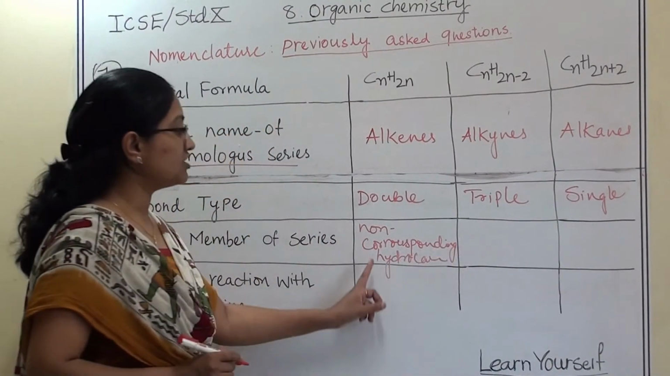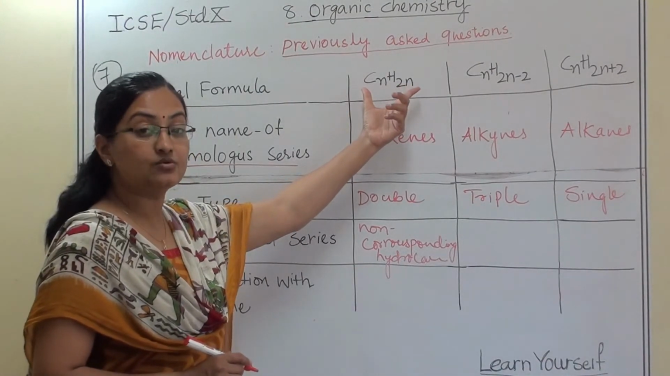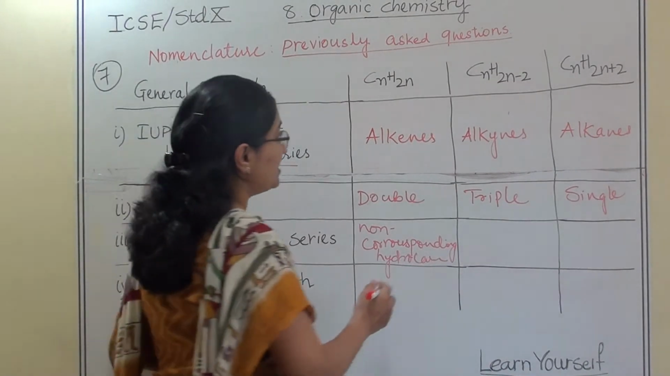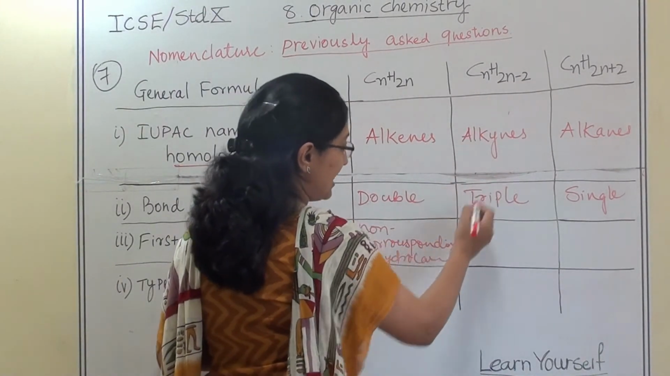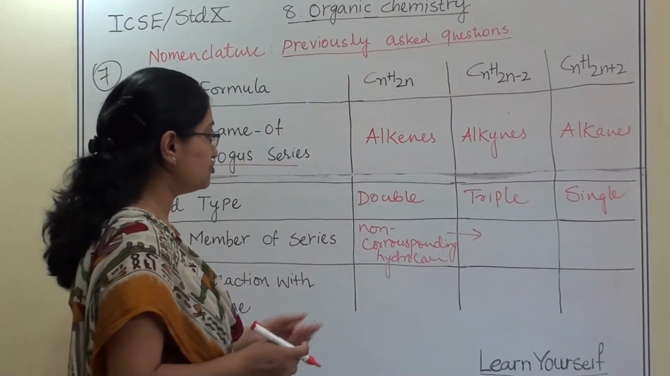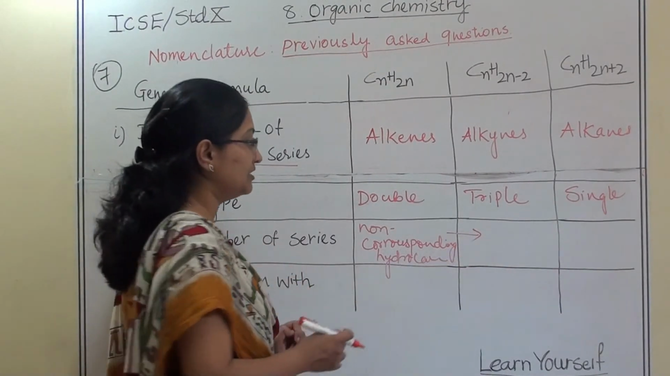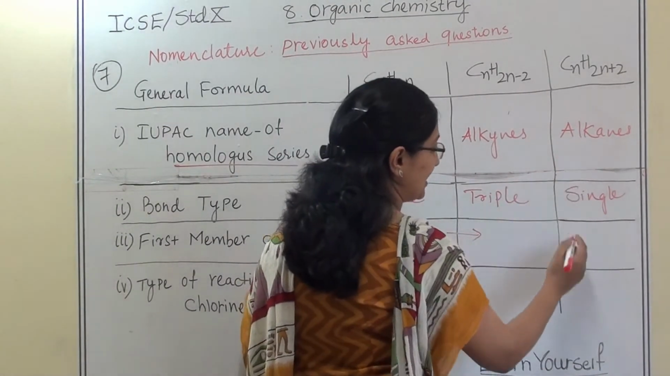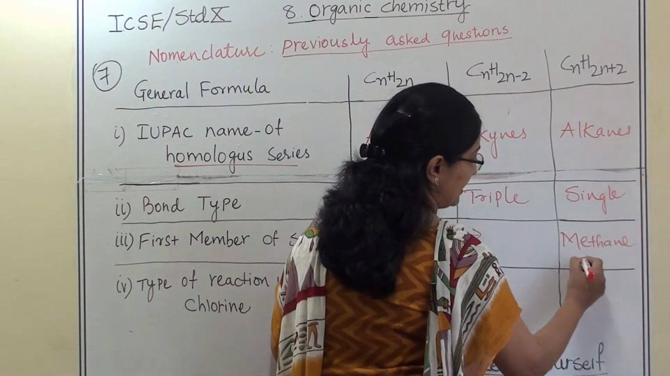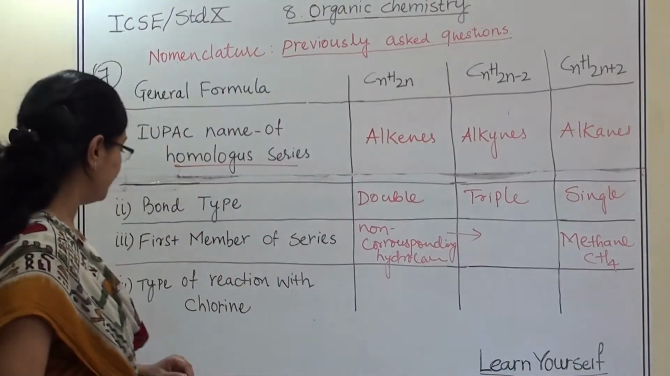It is a non-corresponding hydrocarbon because as per this formula, if we keep n equals 1, we have not been able to get a stable structure. The same way, alkynes are also non-corresponding hydrocarbons. So the first member for alkene and alkyne is not possible. Now for alkanes, the first member is methane and the molecular formula will be CH4.